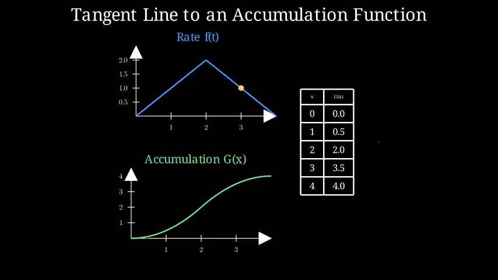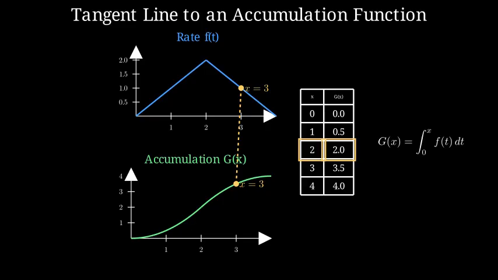Let's find the tangent line to g of x at x equals 3. We will mark x equals 3 on both graphs using a vertical wall, so the relationship is clear. From the table, we see that g of 3 is 3.5. That gives us the point on the accumulation graph.